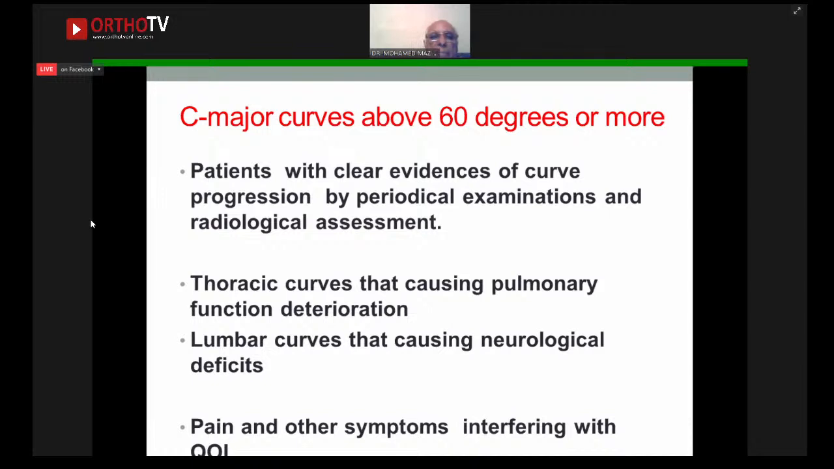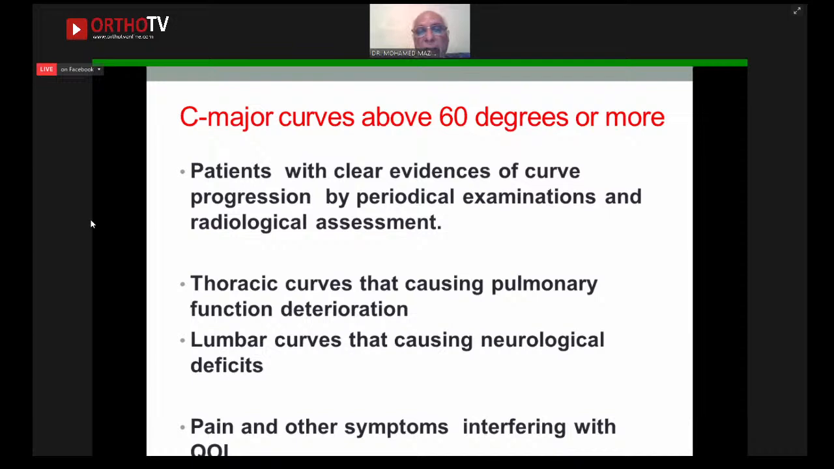here is a patient with clear evidence of curve progression. If this curve is progressive, you have to intervene. If it is not progressive, you have to think twice before rushing into major surgery to correct this patient. A patient with clear evidence of curve progression is the one indicated for surgery. You have to get periodical examination and radiological assessment over 6 months.